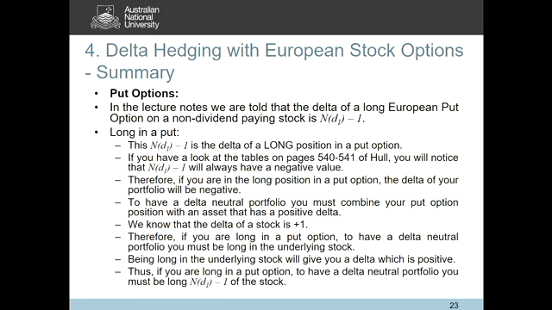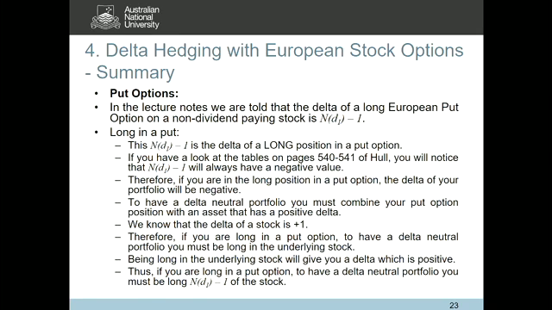Put options. So the delta of a long put option is ND1 minus 1, which will always give you a negative number. So the delta of being long in a put is negative. To make it delta neutral, you have to have something that's positive. That's why you buy the underlying asset. Long in a put, long in the underlying asset.